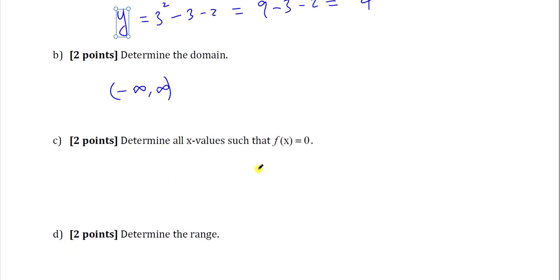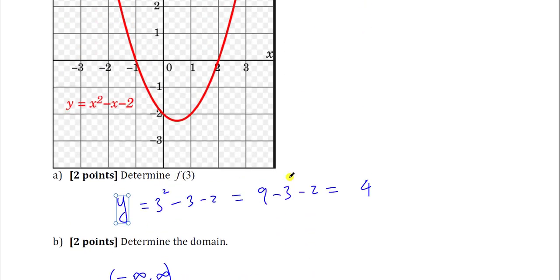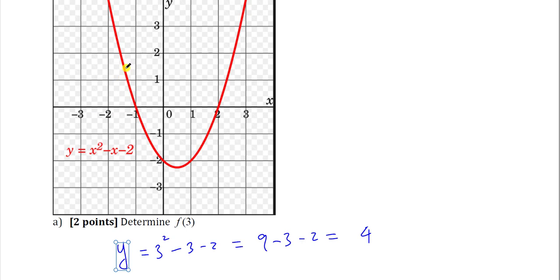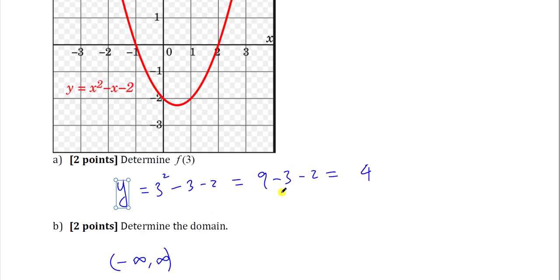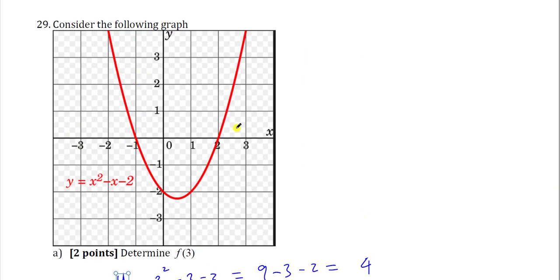Determine all the values of x that make the function f of x equal to 0. The function f of x is y. So you want to find where on the x-axis that makes y equal to 0. Y equals 0 happens right here and right here. And that happens when x is minus 1 and x is equal to 2.